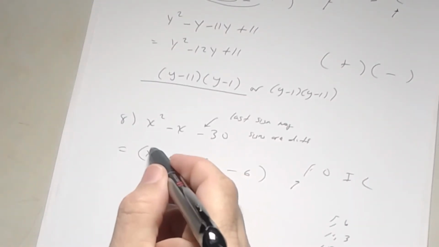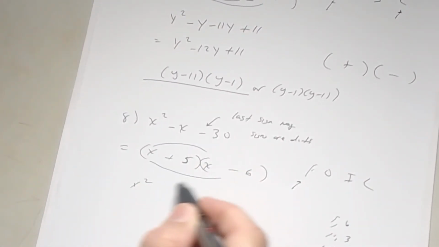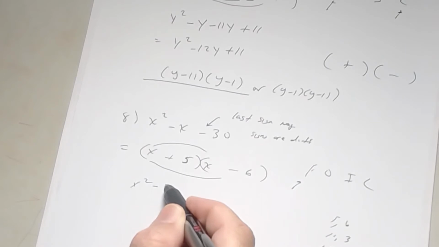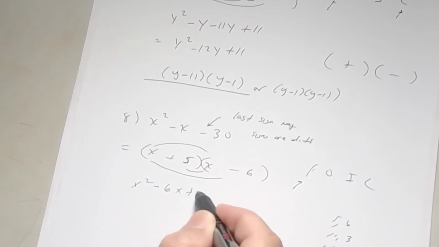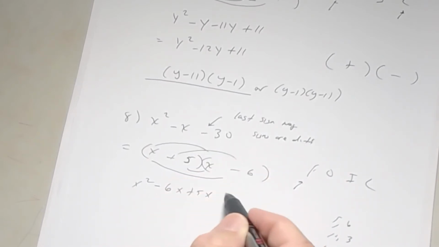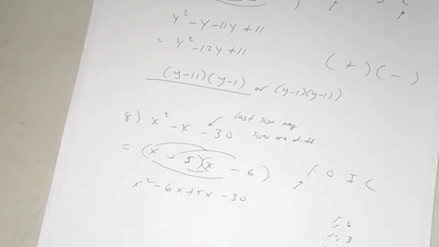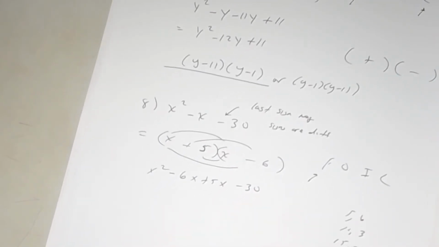So x, what's the first? X squared. What's the outer? Minus 6x. What's the inner? Plus 5x. And what's the last? Negative 5 times negative 6 is negative 30. Well, we're getting there. 6 times 5. Let's see. There's my 6. There's my 5. 6 times 5 is 30.